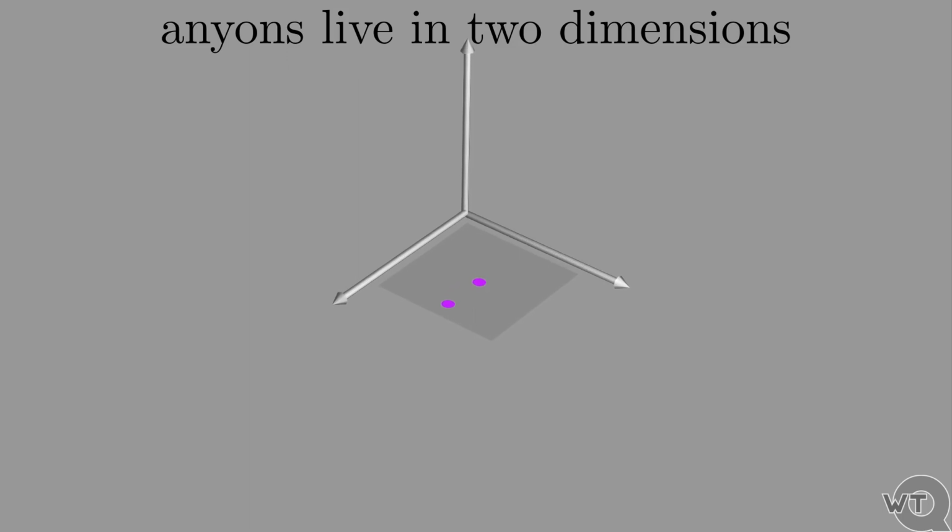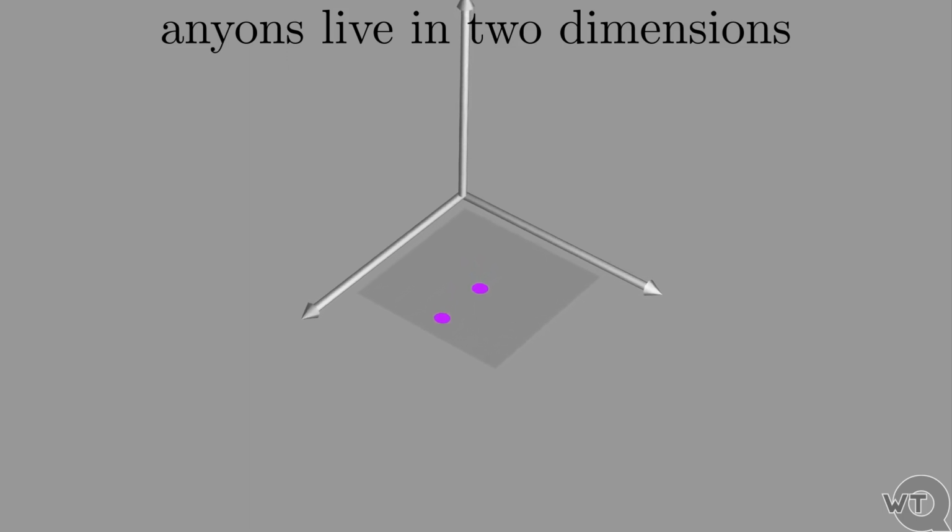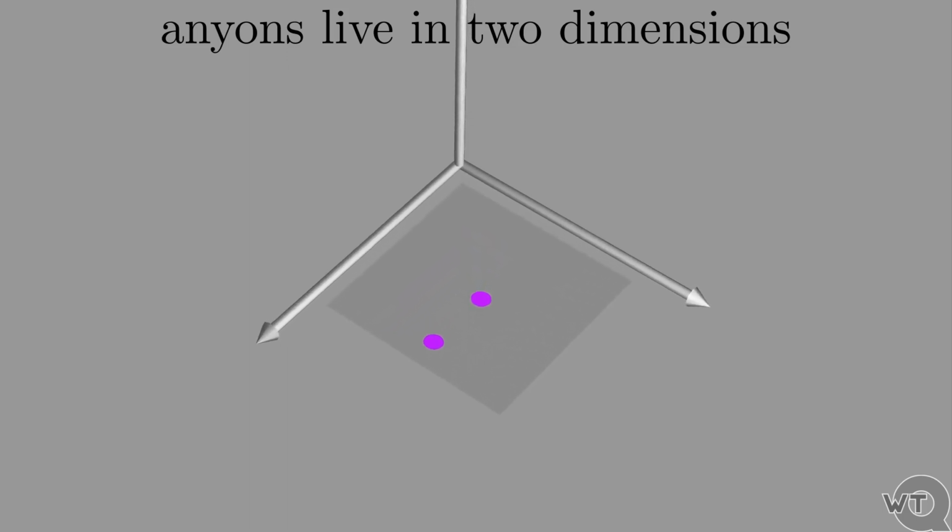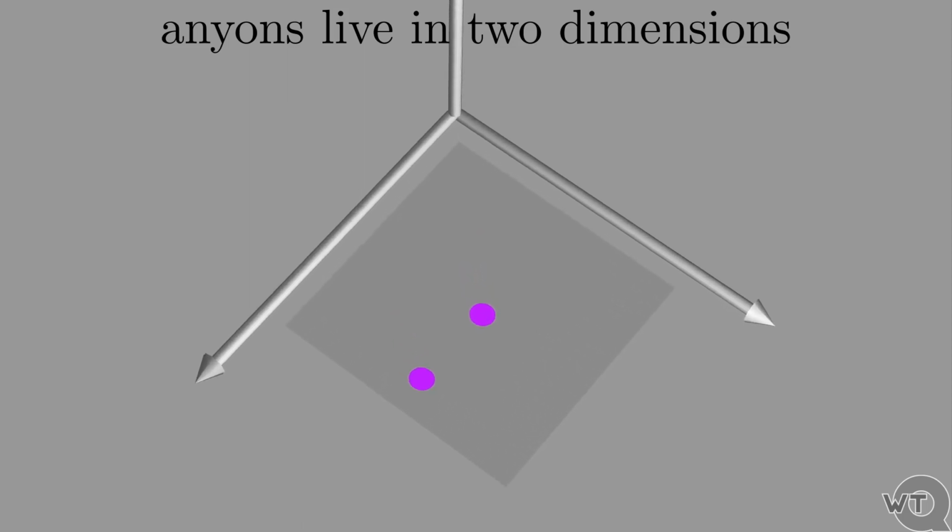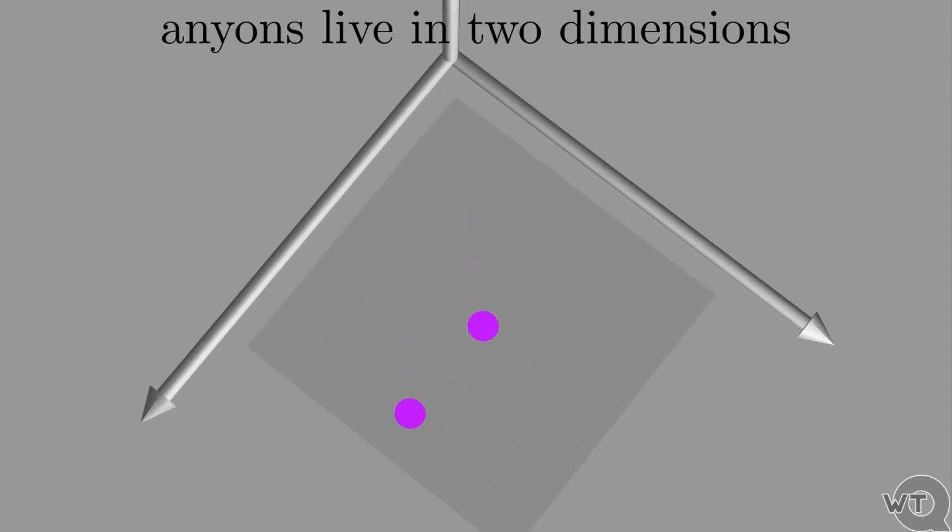What happens when our particles live in only 2 dimensions? These particles are called anyons. I'm going to draw these in purple. Now let's take one anyon around the other one, just like how we did this with fermions, but now we have only 2 dimensions to move in.